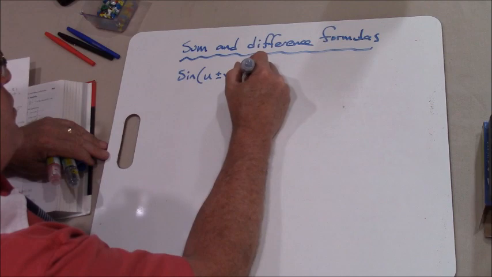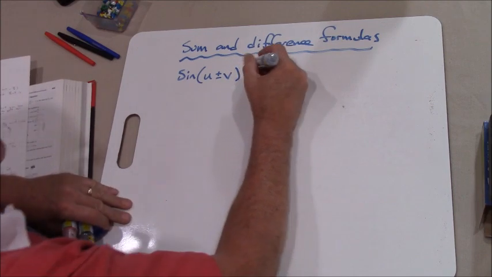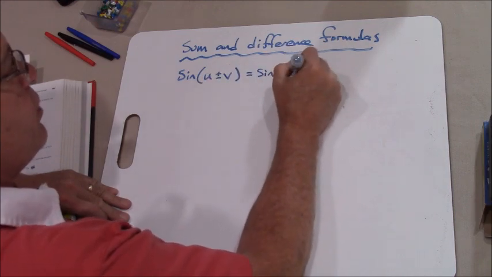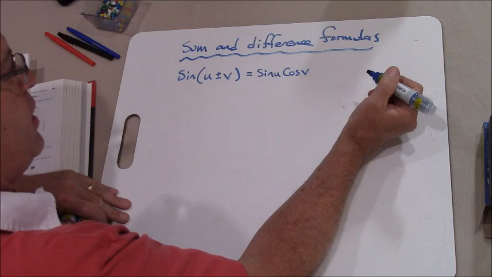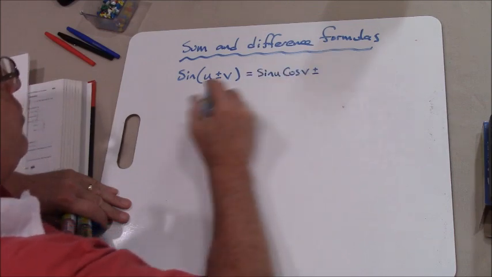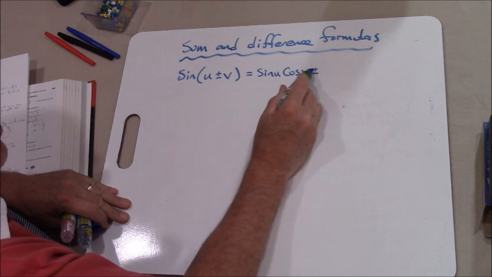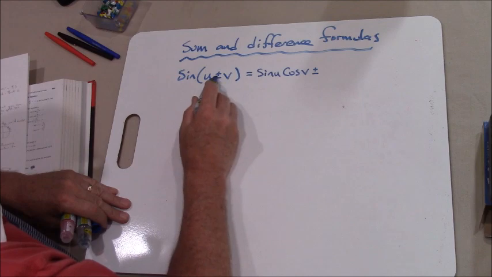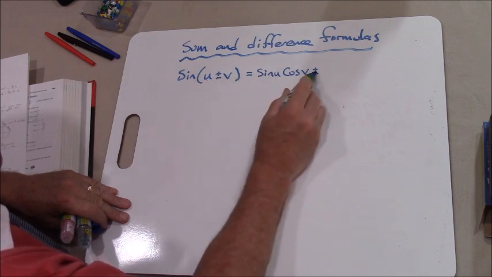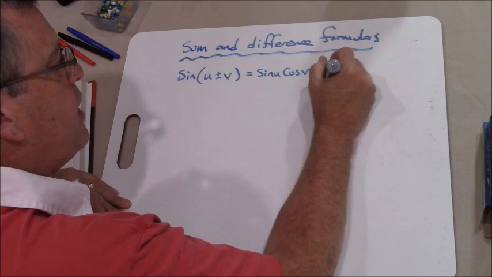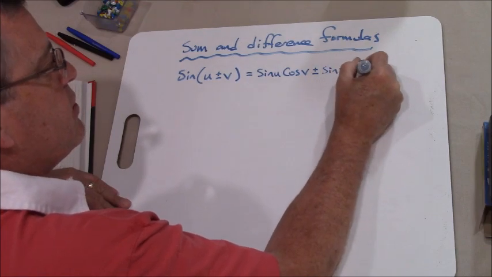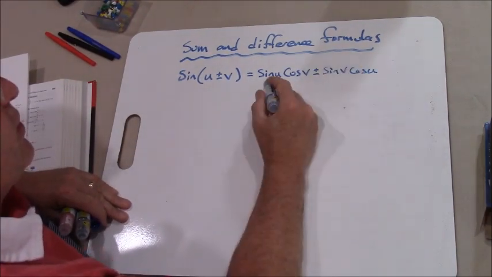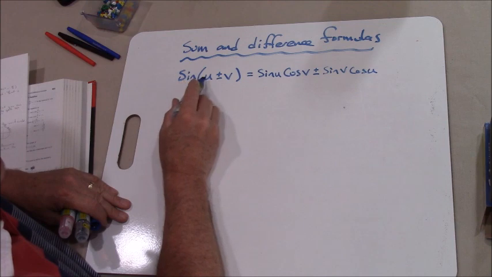All right. So this is equal to the sine of the first angle, which is u, times the cosine of the second angle, which is v, plus or minus, so the top sign goes with the top sign here. So that means if this is positive, this is positive. And the bottom 2 go together. So if this is negative, this has to be negative. And then what you do is you swap the angles. So you'd say sine of v times cosine of u. And there it is. There's our formula for the sum and difference for the sine.